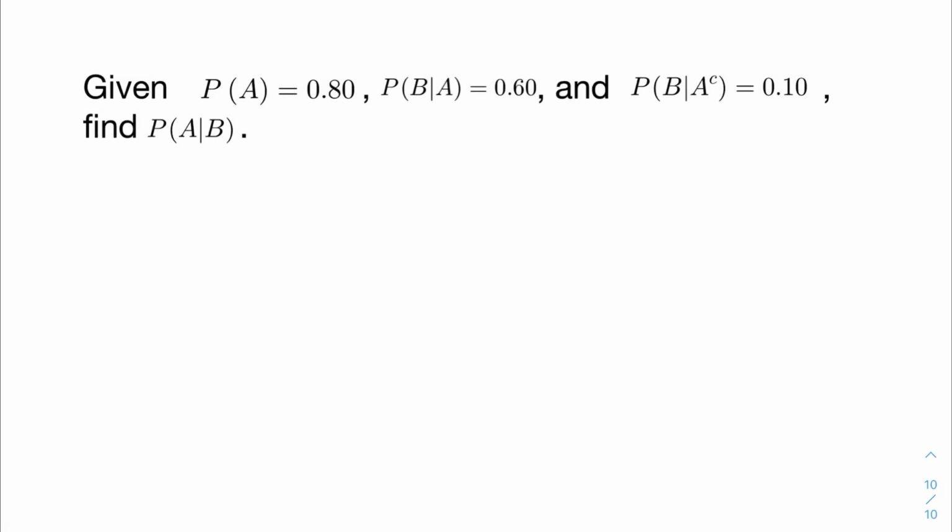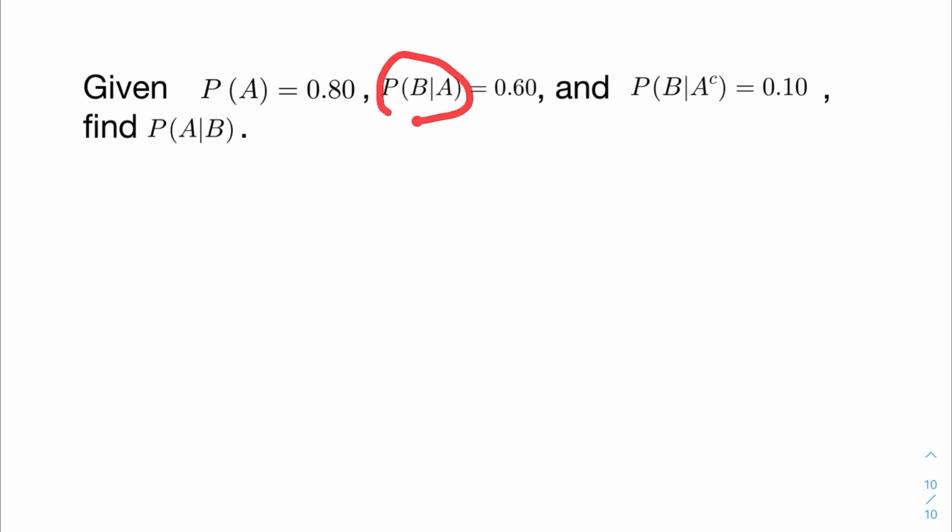Okay, let's take a look at visualizing this Bayes theorem problem with a mosaic plot. Alright, so it says given that the probability of A is 80% and the probability of B given A is 60%, and that the probability of B given A's complement is 10%, they want me to find the inverted probability, the probability of A given B.